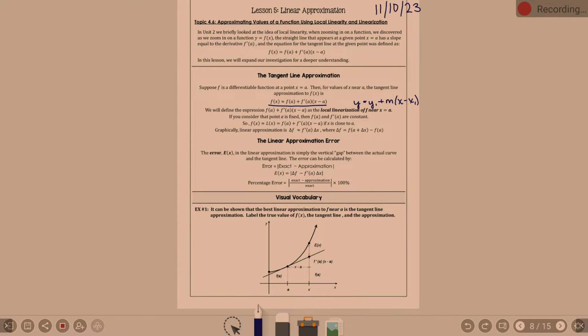We're going to define this expression here as the local linearization of f near a. So we're really still talking about the tangent line. If you consider that point a is a fixed point, then f of a and f prime of a are constants. And you will see in this lesson L of x pop up. They use L of x to represent the linear approximation. We'll talk about that some as we go through examples.